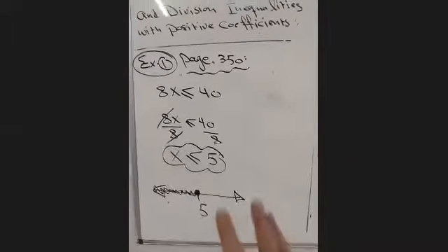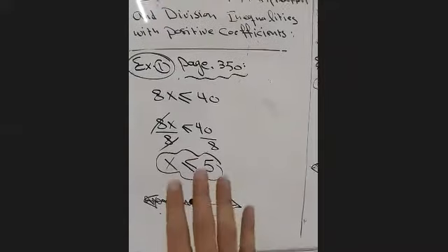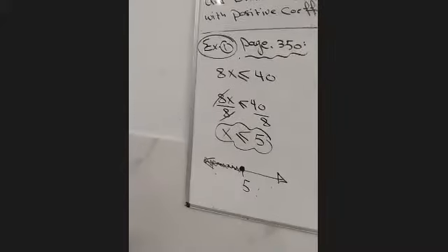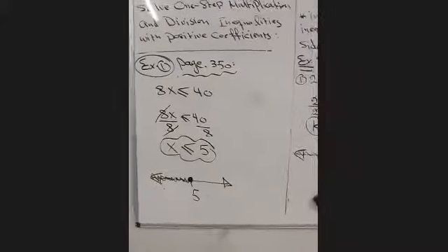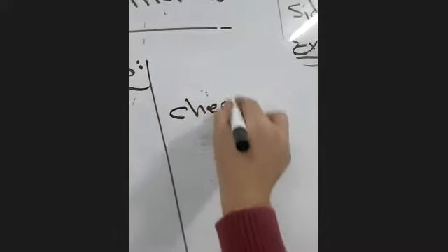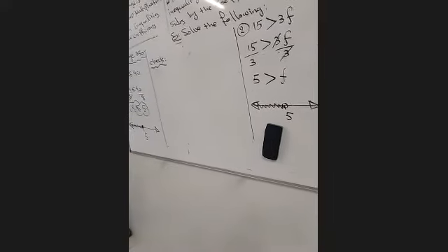Now, this is how we do example 1: we divide, we simplify, and we graph, done by Mr. Muhammad Hassan. This is example 1. Let's go to the check. After example 1, we have a check. Let's go to the check after example 1 together. The check after example 1: 12x more than or equal negative 36.